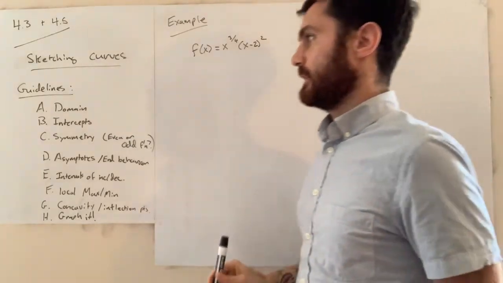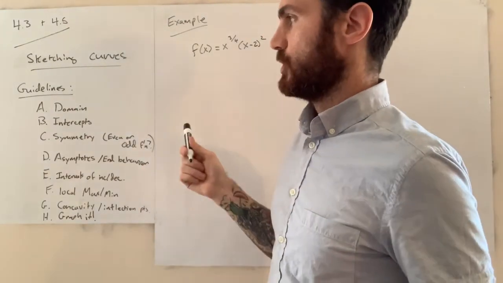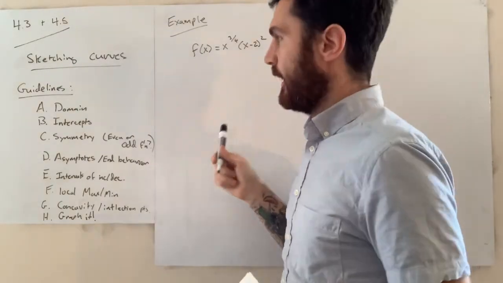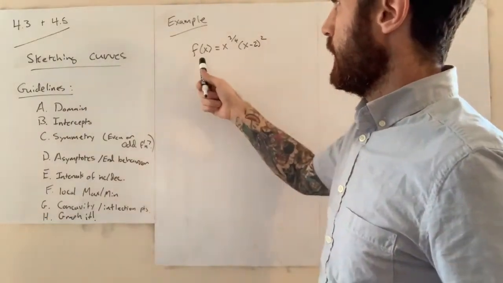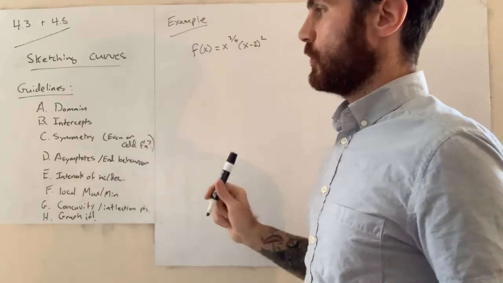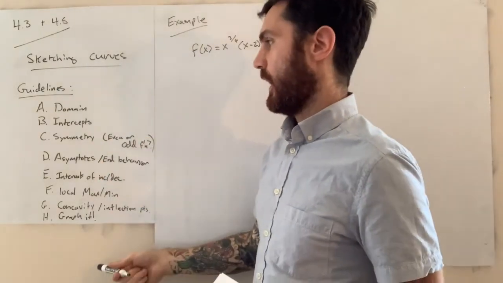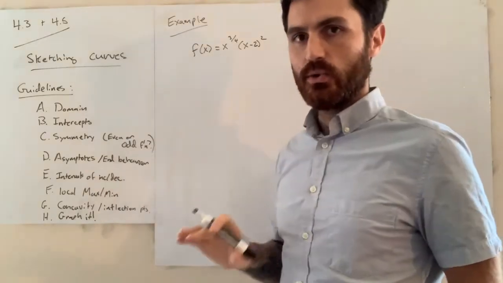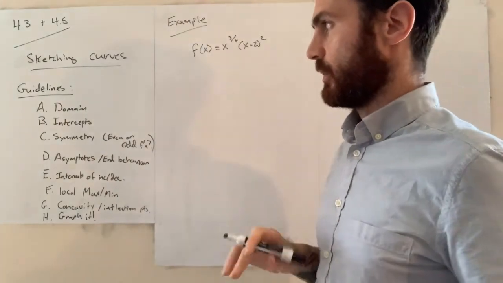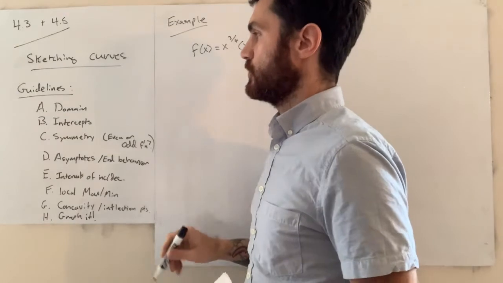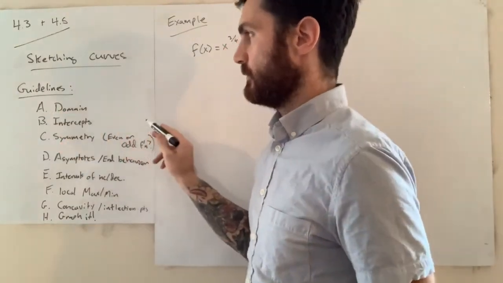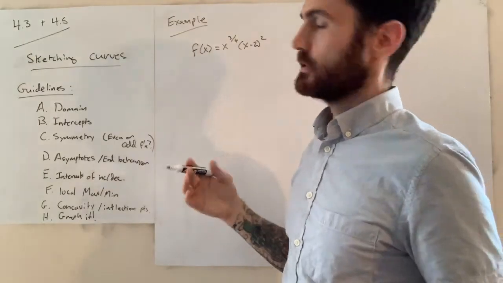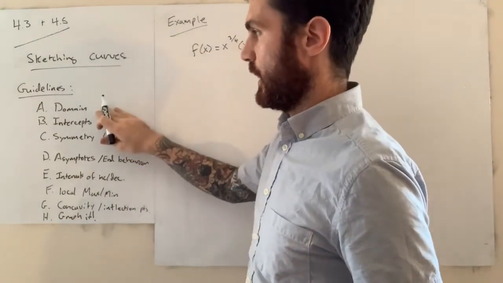So what are the guidelines? Given a function, if you want to sketch its graph and get a good idea for it, then you want to answer or describe all of these different things as much as you can, and you want to use calculus if you can. So the first one is going to be domain. You want to talk about what the domain of the function is. That's pretty easy. You don't need calculus for that.